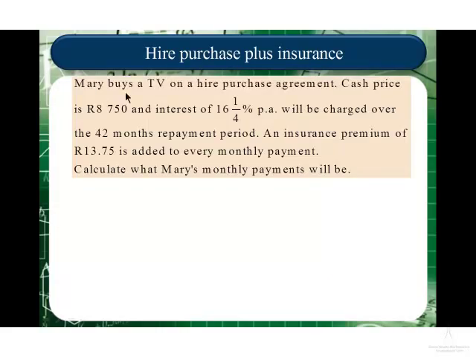In the second example, we'll consider hire purchase plus insurance. Mary buys a TV on a hire purchase agreement. The cash price is 8,750 Rand, and interest of 16.25% per annum will be charged over the 42 months repayment period. An insurance premium of 13 Rand and 75 cents is added to every monthly payment. Calculate what Mary's monthly payments will be.